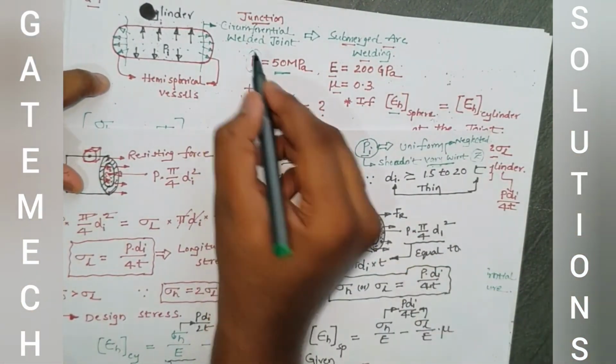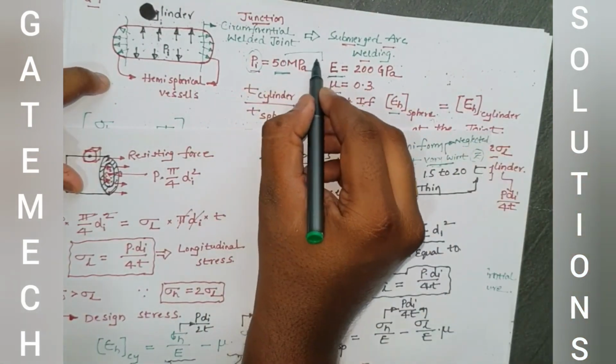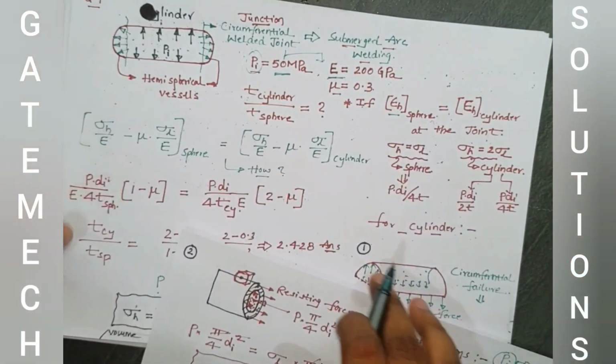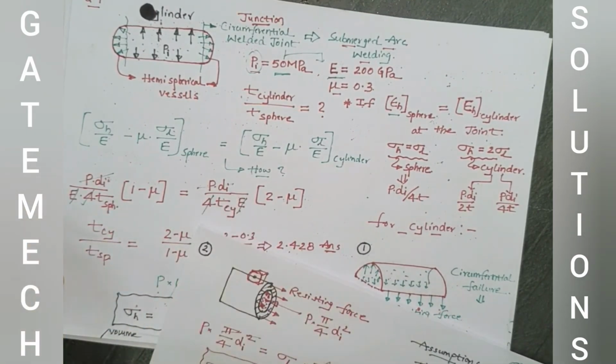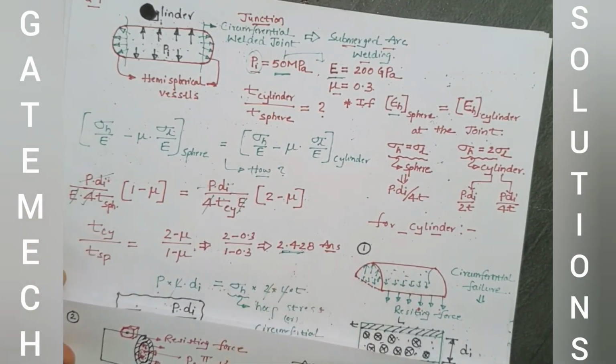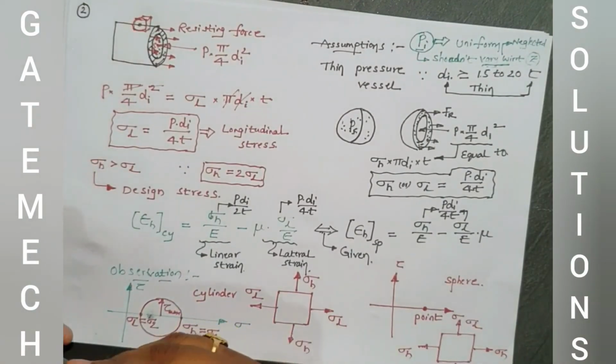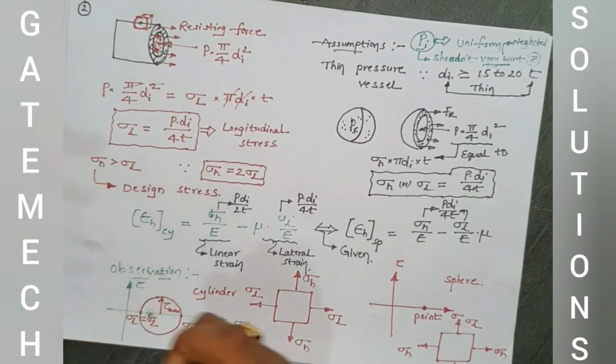But here, whatever internal pressure and Young's modulus they have given, these two are surplus data. No need to use them. Directly we can calculate without using these. So PD by 4E, PD by 4E gets cancelled out. The correct answer for this question is 2.428. So this is the information that you need to know. Some more questions we'll also discuss regarding pressure vessels.